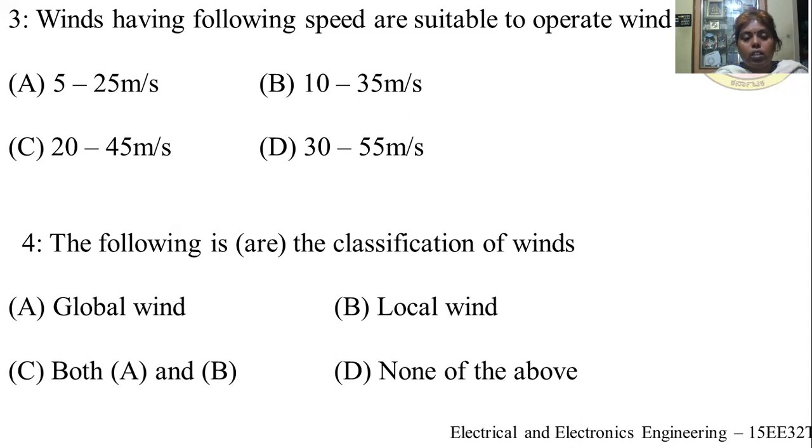Next, fourth one: the following is the classification of winds. The choices are A, global wind, B, local wind, C, both A and B, D, none of the above. The correct answer is C, both A and B. These are the classifications of the winds.